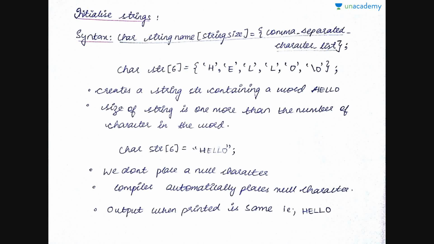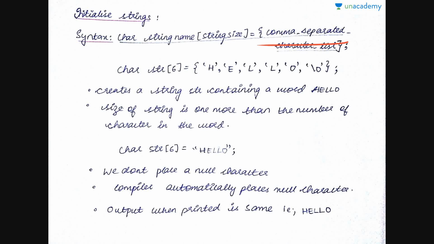Let us see how to initialize strings. There are many ways to initialize an array, so similarly you can initialize strings in many different ways. One commonly used way of initializing an array was writing values within curly braces. So let us use the same method and see how to initialize a string. The syntax is char, because the data type is fixed as character, then the string name followed by the string size. This is how you declare it. To initialize it, within the curly braces you write the character list, which should be comma separated.